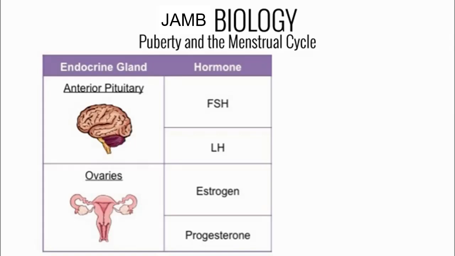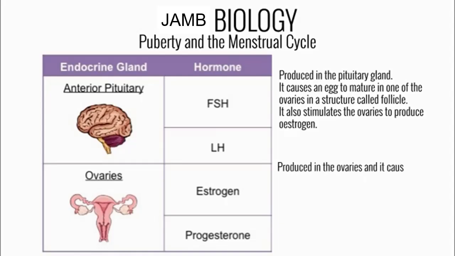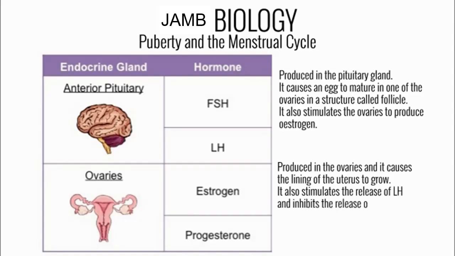The follicle stimulating hormone, FSH, is produced in the pituitary gland, and it causes an egg to mature in one of the ovaries in a structure called a follicle. It also stimulates the ovaries to produce estrogen. Estrogen is produced in the ovaries, and it causes the lining of the uterus to grow. It also stimulates the release of luteinizing hormone and inhibits the release of follicle stimulating hormone. The luteinizing hormone is produced by the pituitary gland. It stimulates the release of an egg at day 14, that is ovulation.